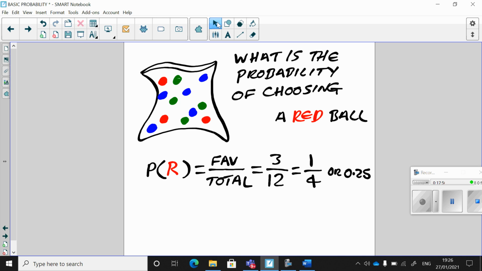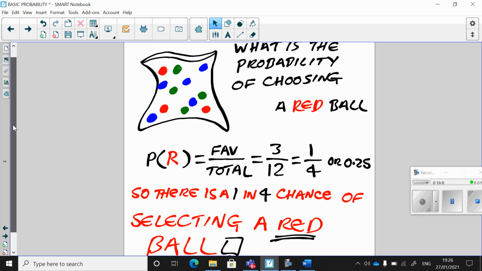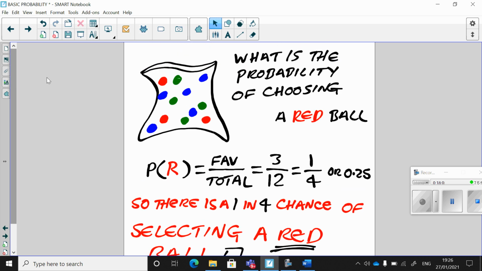0.25. Okay, let's stick with the balls. Right, or a 1 in 4 chance of selecting a red ball, and we just need to pull that down. There you go. I think that's fine for everyone. Okay.